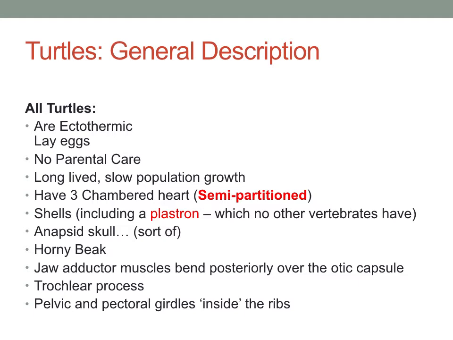And then the pelvic and pectoral girdles are inside the ribs, which also is derived. No other sauropsids have this characteristic. So all around, very unique organisms, maybe one of the most derived vertebrates that we have.